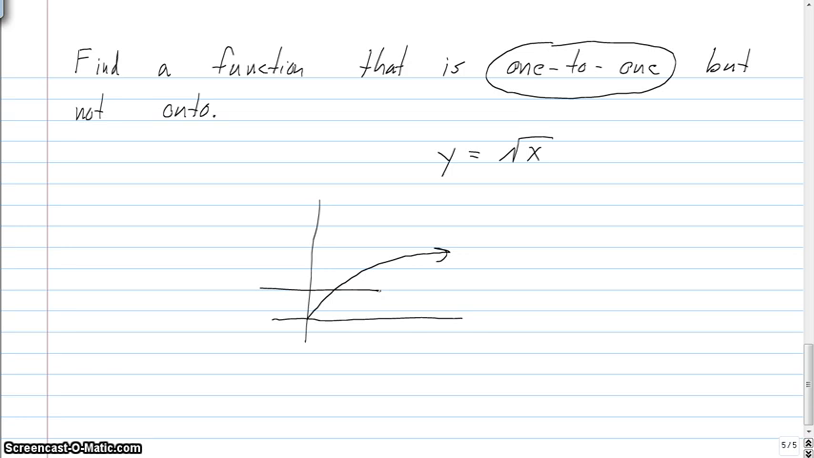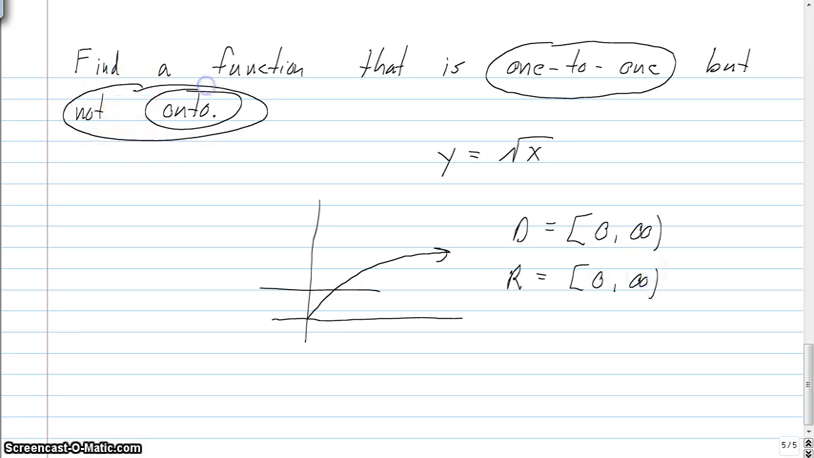And then we have to think about, well, how are we going to make that be not onto? Well, the domain of this function was 0 to infinity, and the range of this function, when you talked about it in algebra, was also 0 to infinity. Right, so if you want to force this to be not onto, you just have to pick a codomain that is not equal to the range. So let's do something like this.